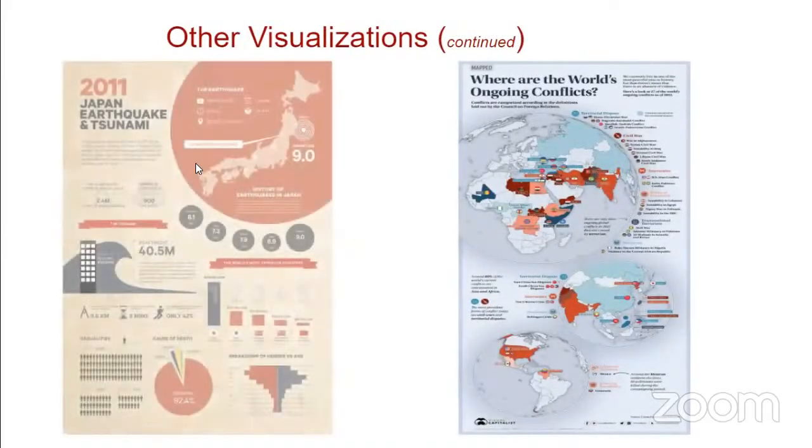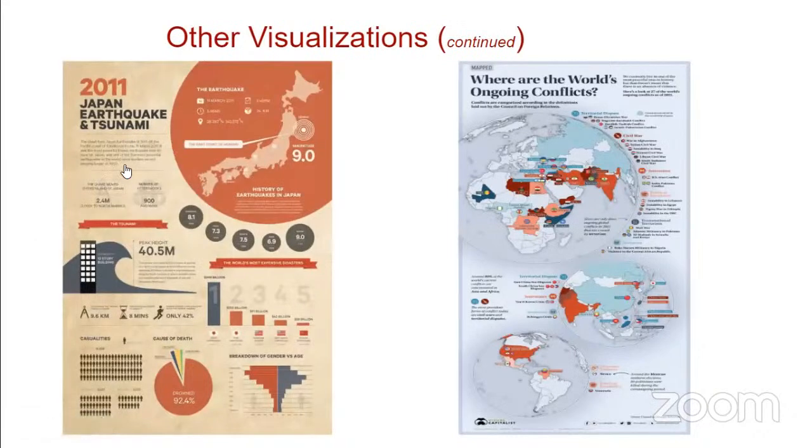So other visualizations continued. Another infographic for the Japan 2022 earthquake and tsunami. So we have the peak height of each wave, the location, the history of earthquakes in Japan, then a breakdown of gender and age, cause of death, casualties, and then the world's most expensive disasters. So it's just an infographic to give a basic explanation and try to do a basic visualization that has all this information in one place. It is going to be very cluttered, but infographics are very good at capturing this kind of information.